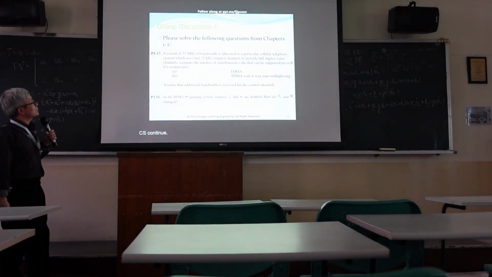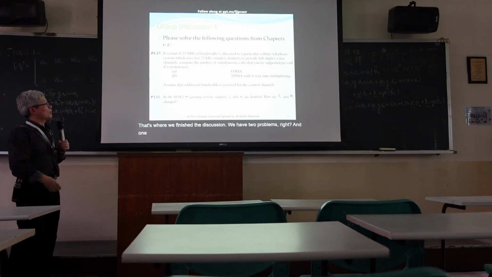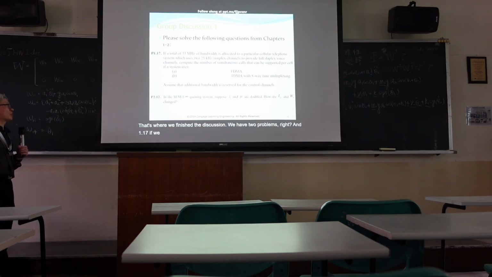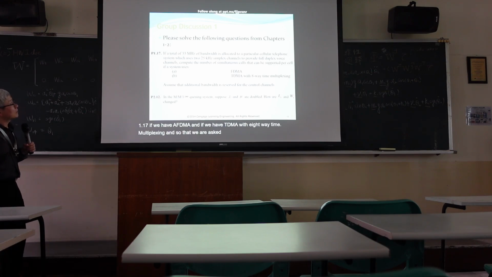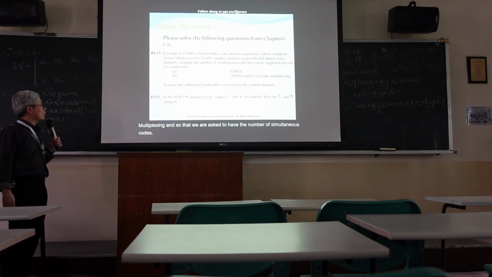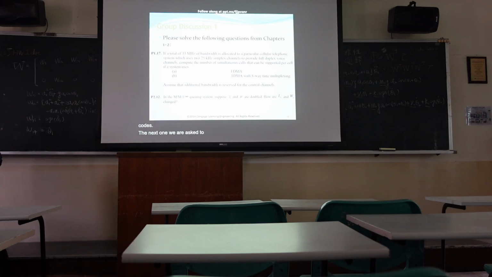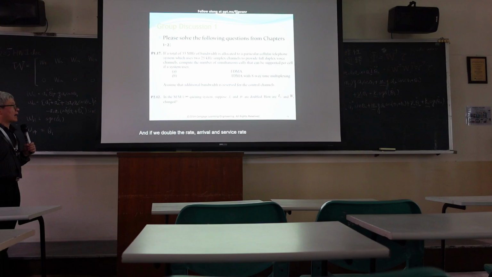As we finish the discussion, we have two problems, right? Problem 1.17: if we have FDMA and if we have TDMA with eight-way time multiplex, we are asked to find the number of simultaneous codes. And next one, we are asked to find the result for M/M/1: if we double the arrival rate and the service rate, how are system length and system time changed?